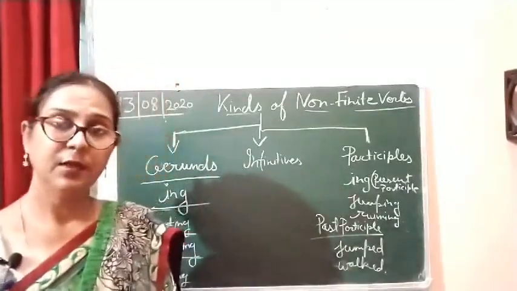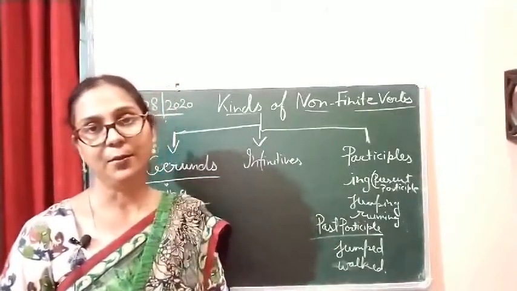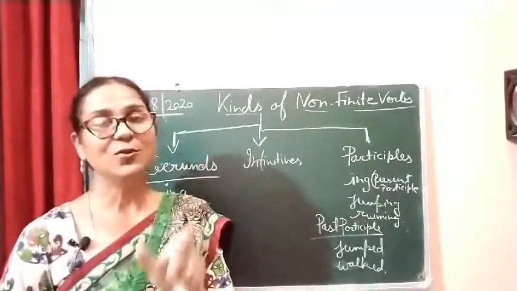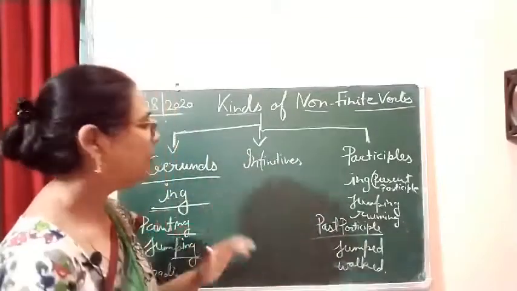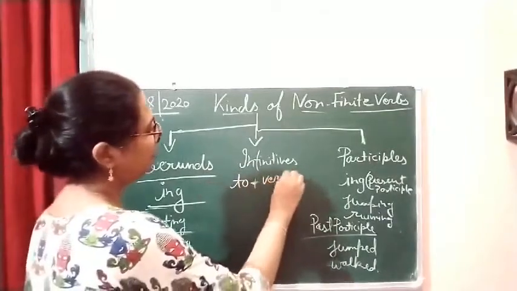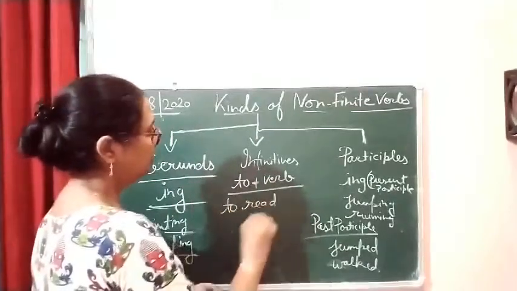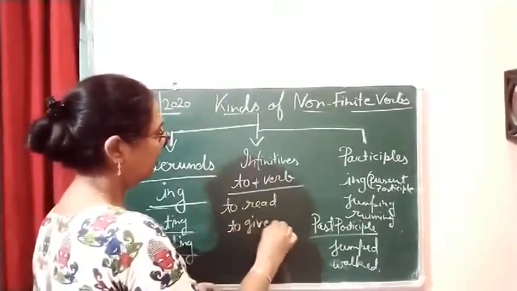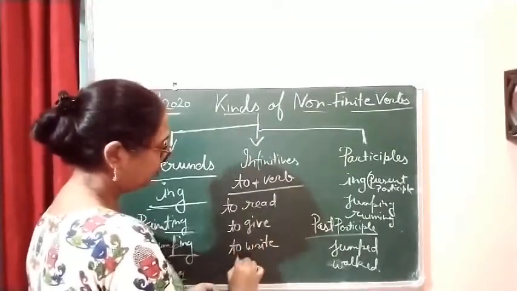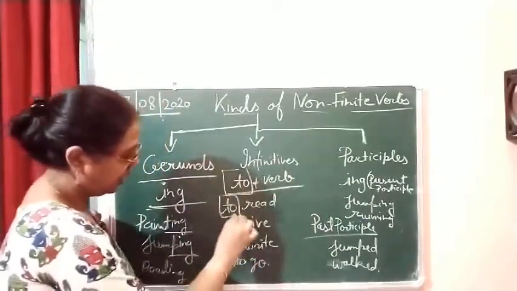The infinitive is referred to as the verb. So here whenever we are writing to before a verb, it will become an infinitive. To read, to give, to write, to go. So this to is referred to as the infinitive.